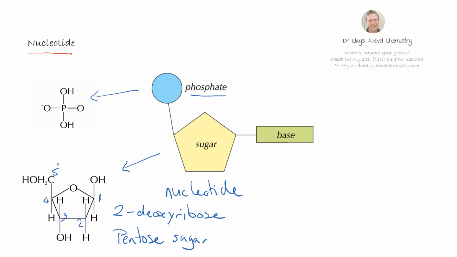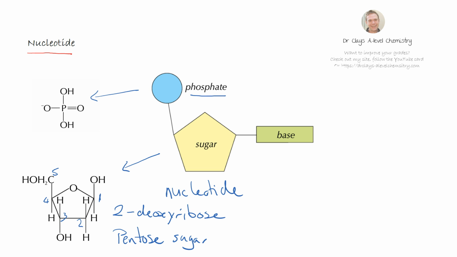Now the reason it's called a deoxyribose is because it's got an oxygen removed from this second position here. Ribose sugar has just simply got an OH at this second position, so deoxy indicates that we've lost an oxygen from the carbon at the second position. 1, 2, 3, 4, 5, and that's why we've got a pentose sugar.